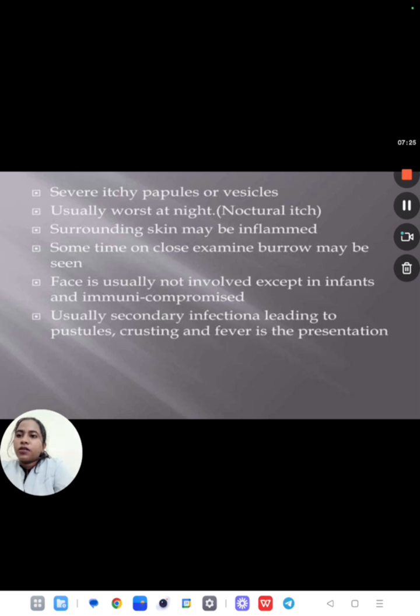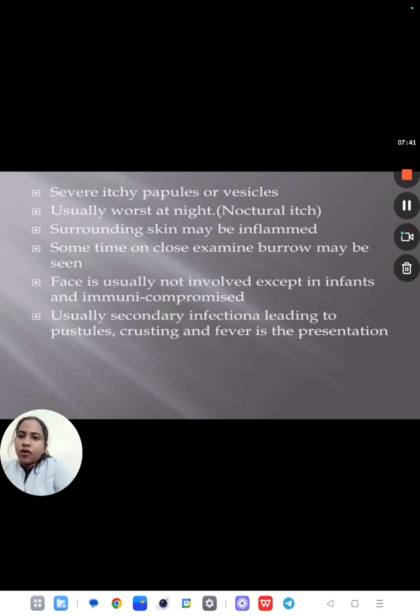In this case, you can see severely itching papules or vesicles at night. There will be severe itching, known as nocturnal itching. The surrounding skin will also be inflamed, and sometimes on close examination you can see the burrow, which means the tunnel or the home of these scabies.